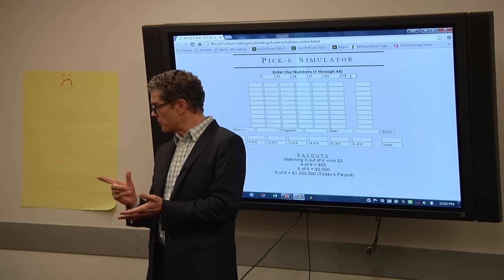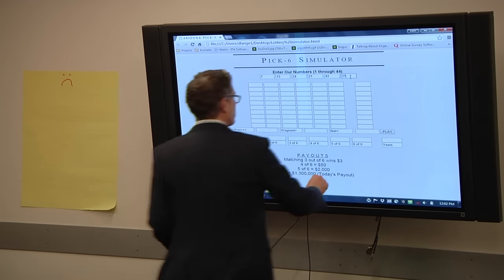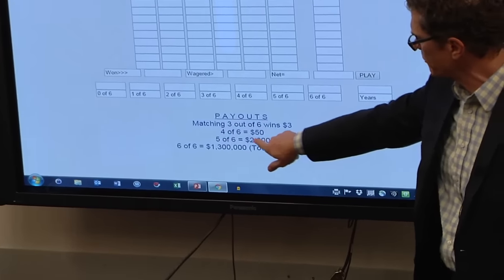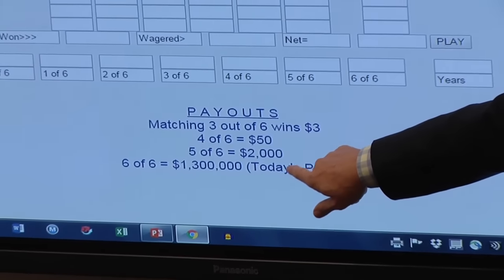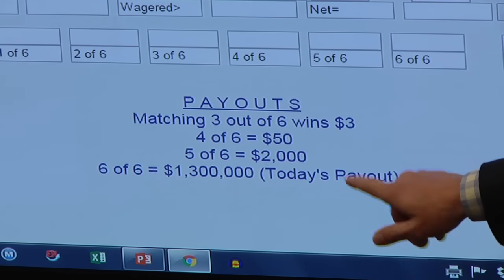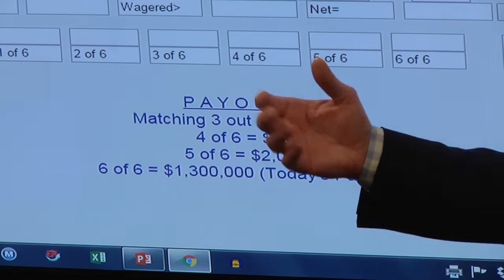If we match three numbers, as it says here, we're going to win $3. If we match four numbers, we're going to win $50. And if we match five out of six, we're going to win $2,000. And if we match all six, today's payout, I just checked it, is $1.3 million. So that's what we're playing for.